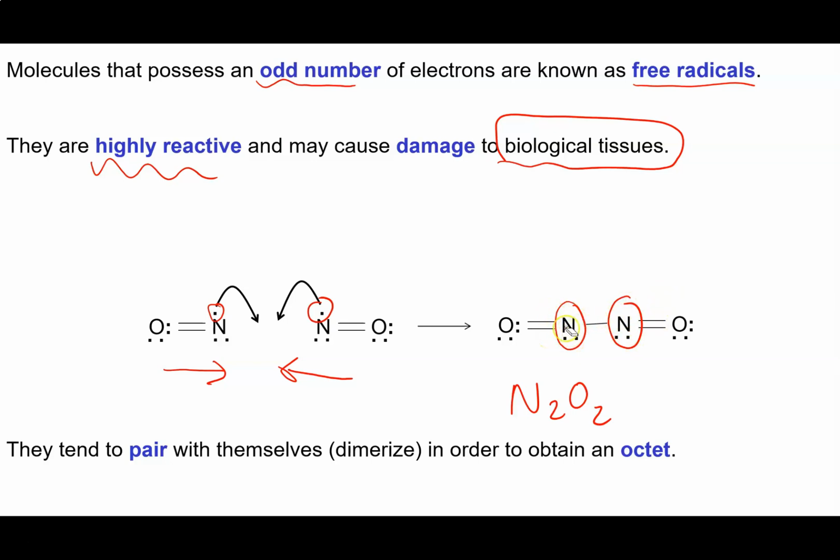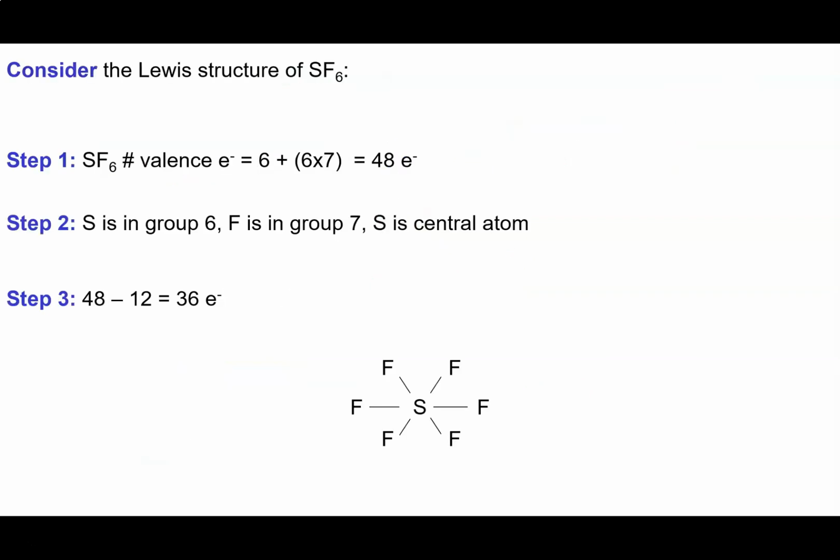Everyone's got an octet. So this NO is a relatively short-lived thing, but what we do know is that the nitrogen end of the molecule has the odd electron, and that's going to be the reactive end because it wants to get that odd electron paired up. Okay, so that was our first octet rule exception.